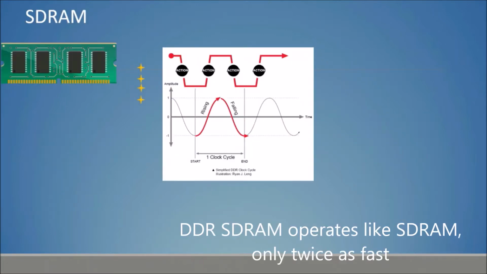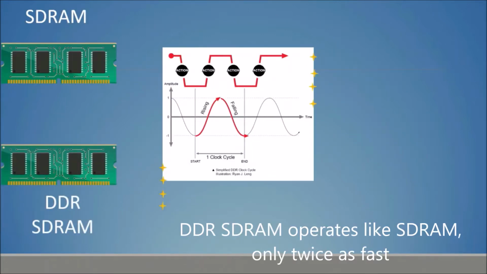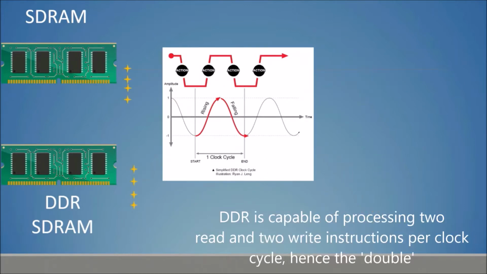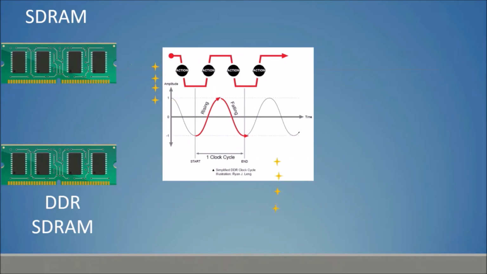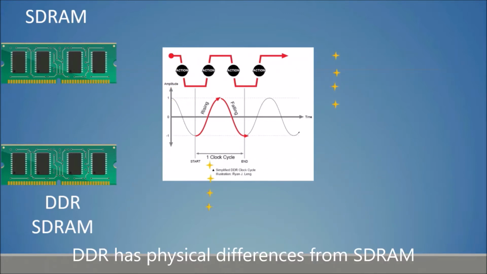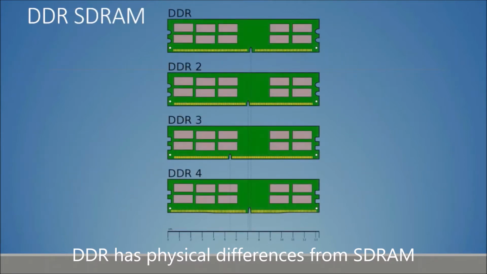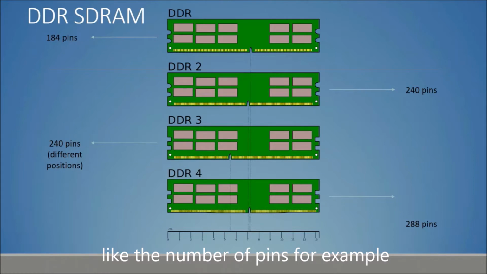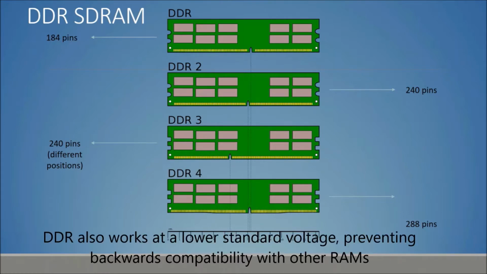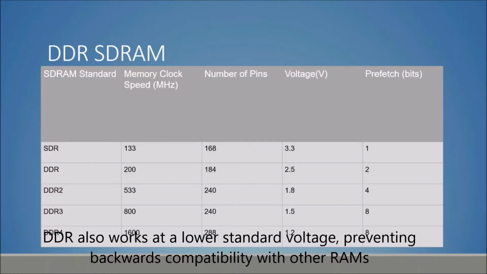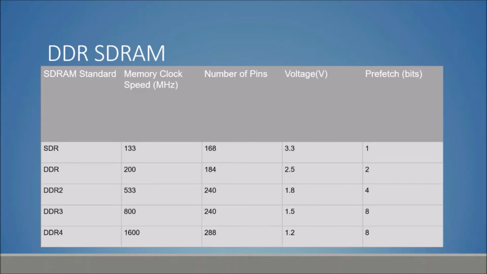DDR SDRAM operates like SDRAM, only twice as fast. DDR SDRAM is capable of processing 2 read and write instructions per clock cycle, hence the double. Although similar in function, DDR SDRAM has physical differences versus SDRAM, like the number of pins, for example. DDR SDRAM also works at a lower standard voltage, preventing backwards compatibility with SDRAM.